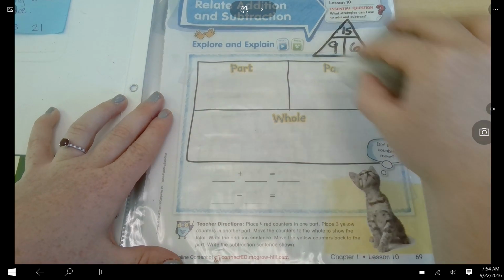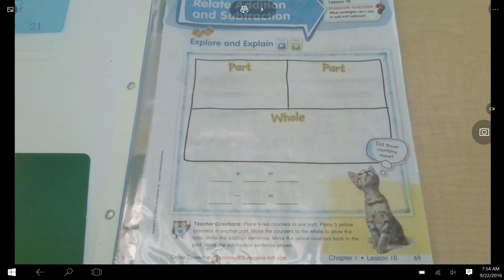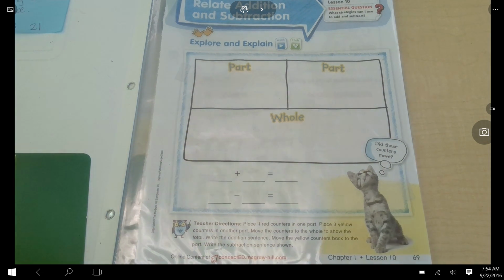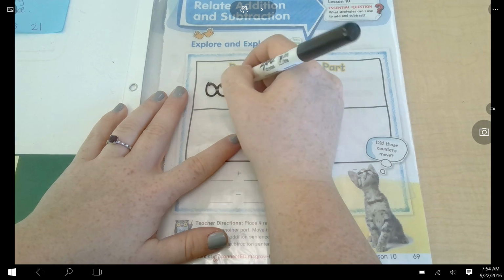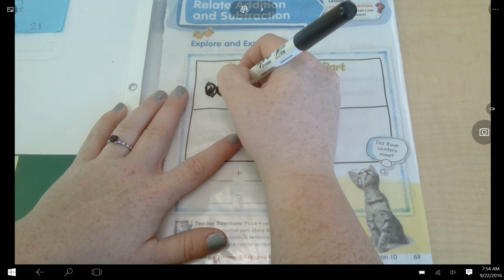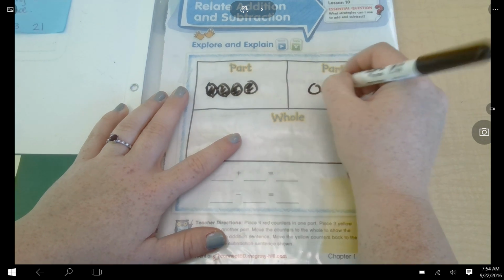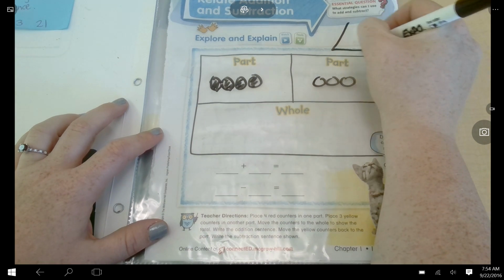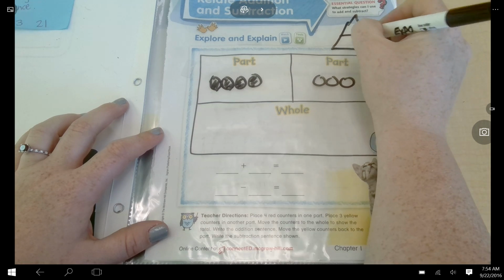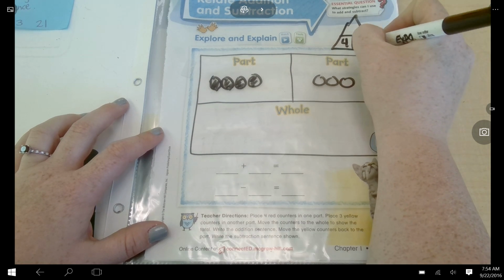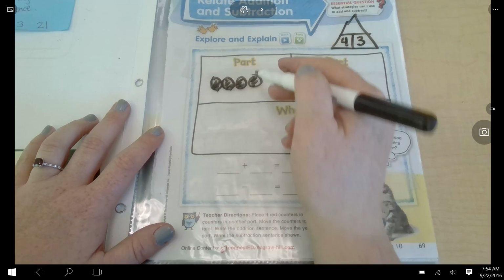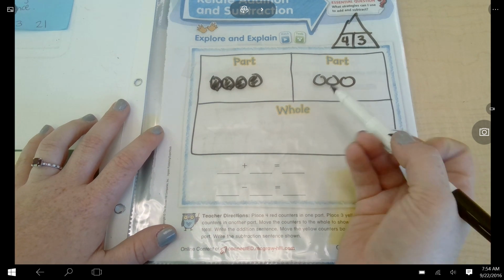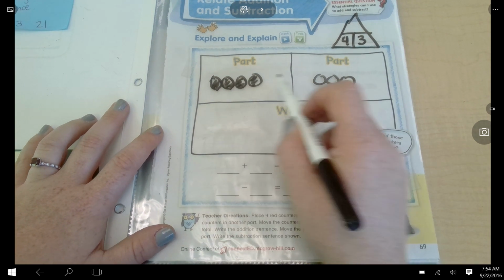Now let's look at what your page is supposed to have on it. We're going to draw 4 circles and color them in. Then draw 3 circles and don't color them in. They're the parts. So if I'm drawing that triangle that Ms. Helmick just showed me, it looks like this. I have 4 here and 3 here. The whole, I don't know what the whole is, so I'm just going to count all of the circles. 1, 2, 3, 4, 5, 6, 7.